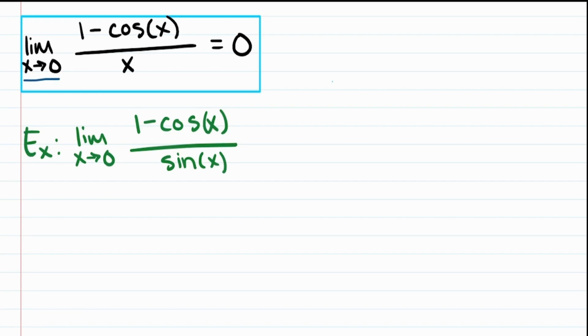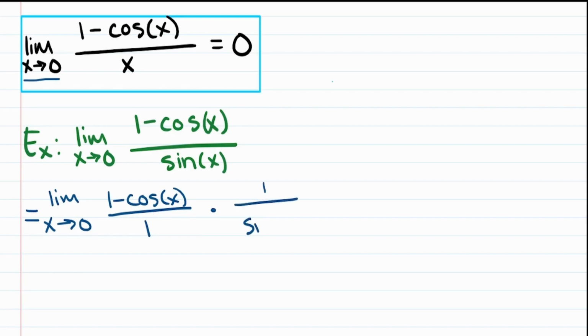Okay, now let's do it together. So this one's a little bit tricky because there are two problems. First off, we have this sine x that's not supposed to be there for our format, and we're missing an x in the denominator. So we need to take care of those two issues before it's in the right format. So let's start by taking care of that sine x. We're going to do this by splitting up our fraction. So if we have the limit as x approaches 0, we're going to split our numerator and our denominator. So we'll have 1 minus cosine x over 1, and then 1 over sine x.